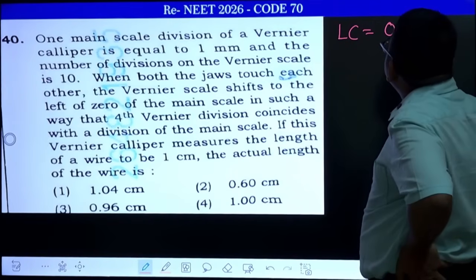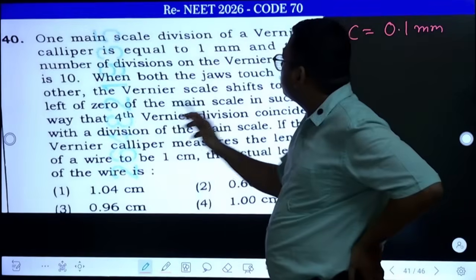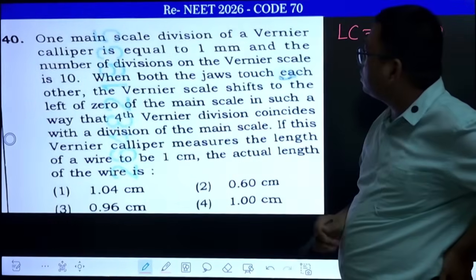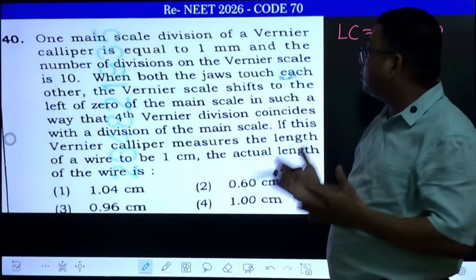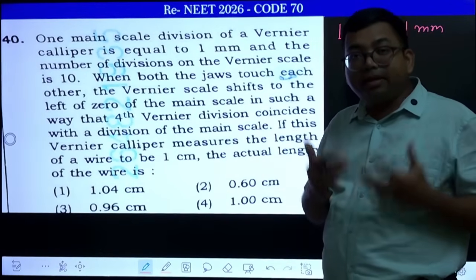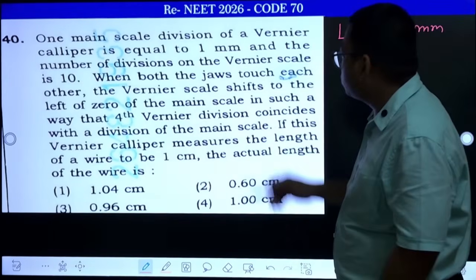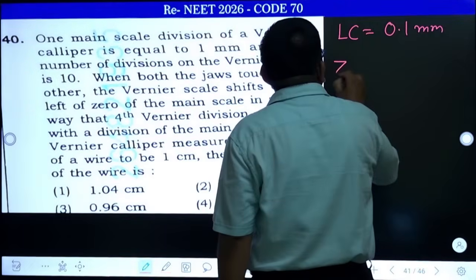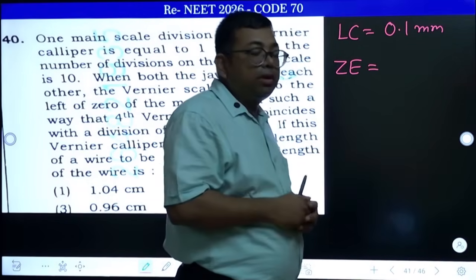So 0.1 millimeter, right? When both the jaws touch each other, the vernier scale shifts to the left of 0. The vernier scale is left of the 0 of the main scale, so that's a negative zero error, fourth division. So the zero error, if I calculate, is going to be negative, right?